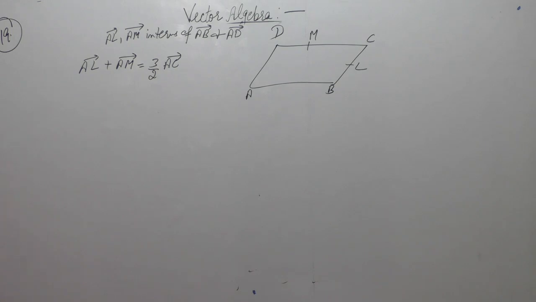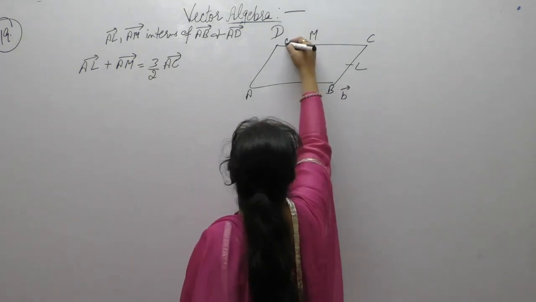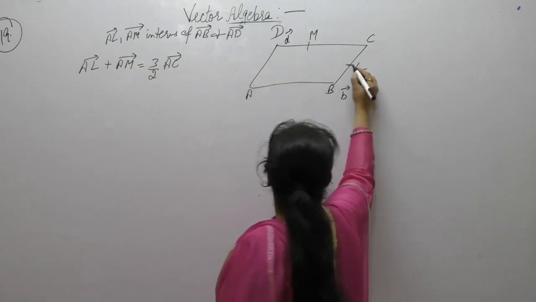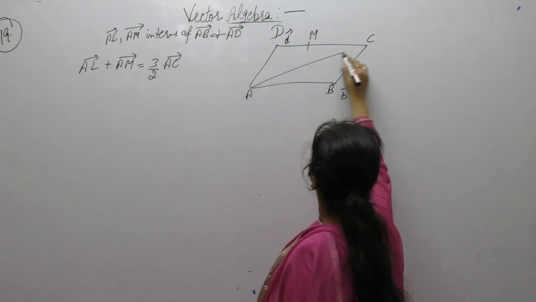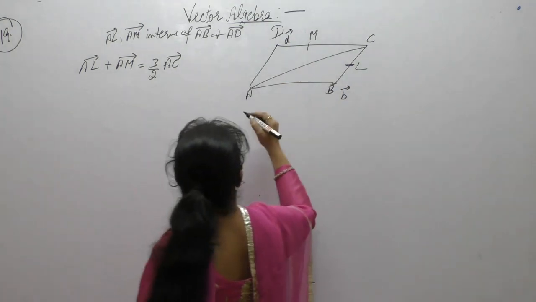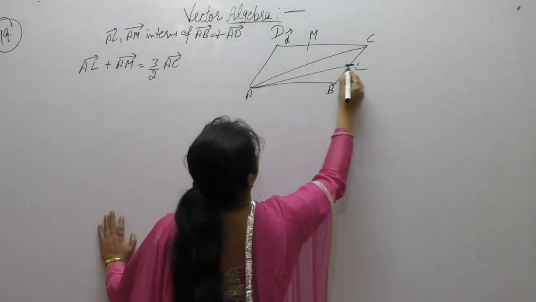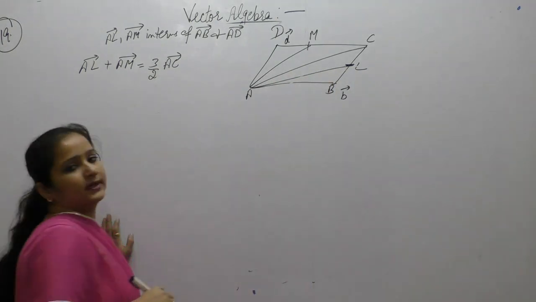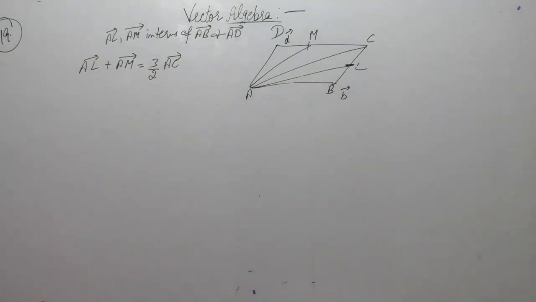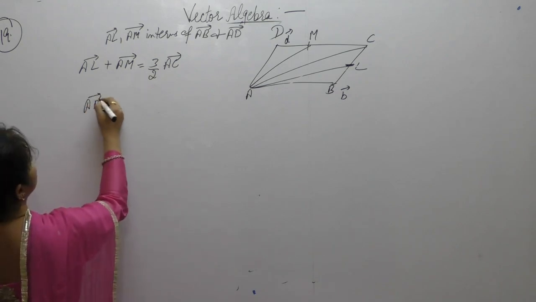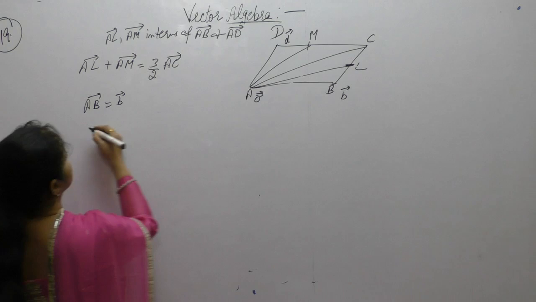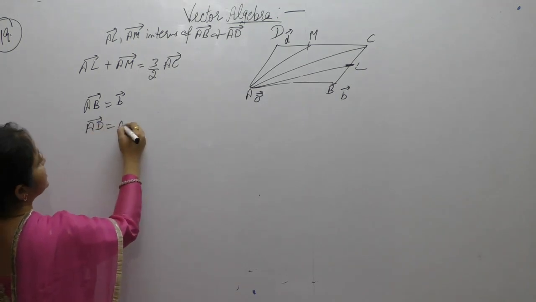Taking A as origin, let the position vectors of B and D be B vector and D vector. L is the midpoint of BC and M is the midpoint of DC. Now AB vector is equal to B vector, and AD vector is equal to D vector.